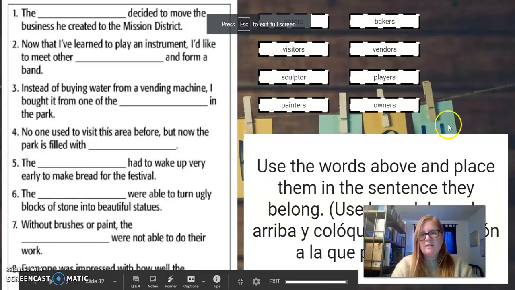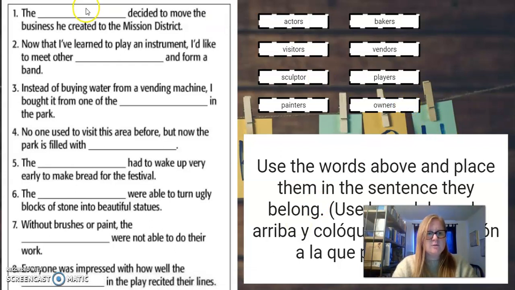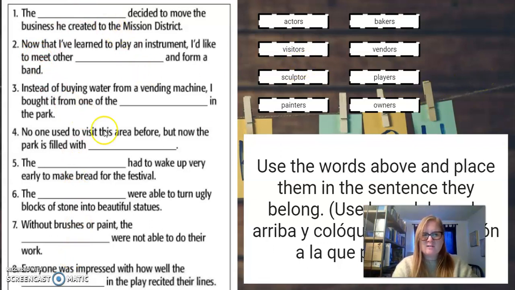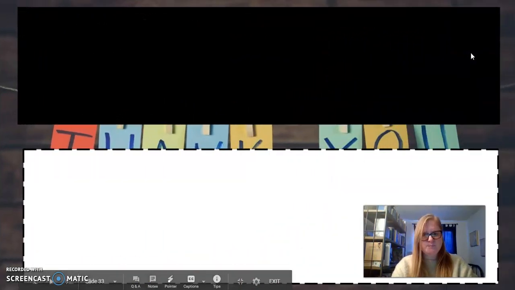And always check. If you think that it might have been sculptor and you put sculptor in, and then you continue on and fill these out, and you think, oh wait, sculptor actually works for something else, just drag and drop it. It's easy to do.